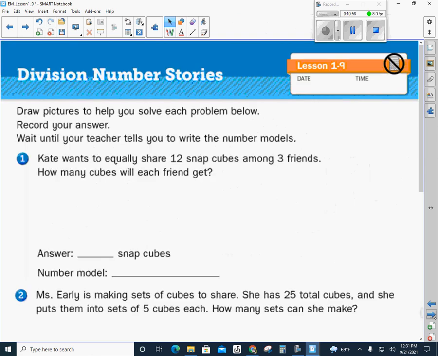All right, so now let's go to the next page in your workbook, page 19, and I want you to go ahead and do problems 1, 2, and 3, pause the video, and then turn the video back on just to check your work.